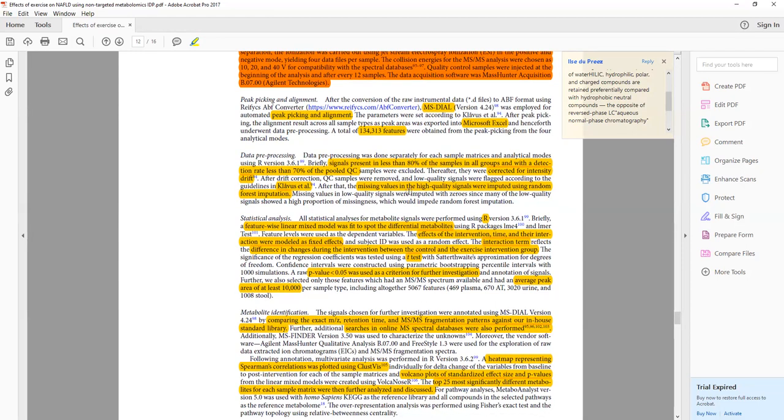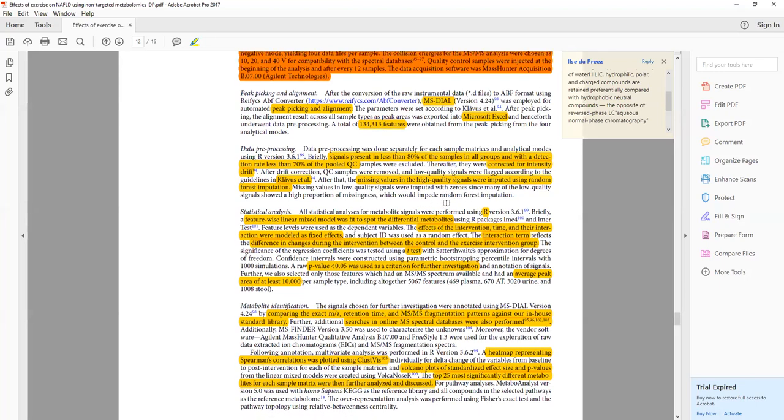So then missing values with high quality signals were imputed using random forest imputations. Missing value, you never really get a zero in mass spec. There's just a missing value. A zero means that something is absent. It's completely not there and you've proven that it's not there. A missing value says that this is probably there, but it's below a detection limit. It's below a concentration that we can detect with certainty. So that is why they then sort of impute these zeros.